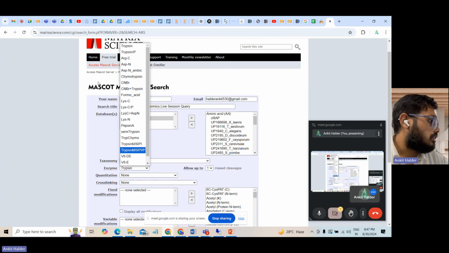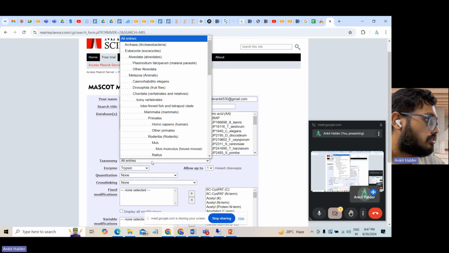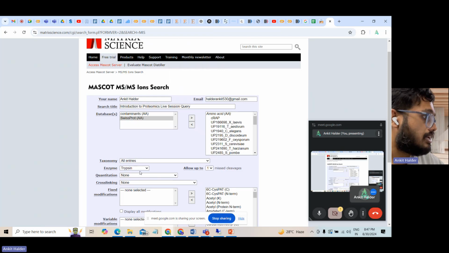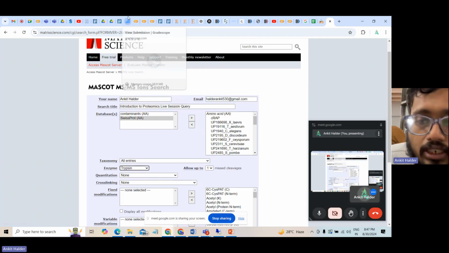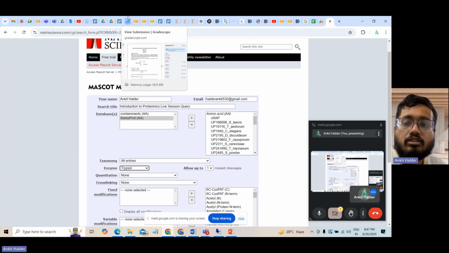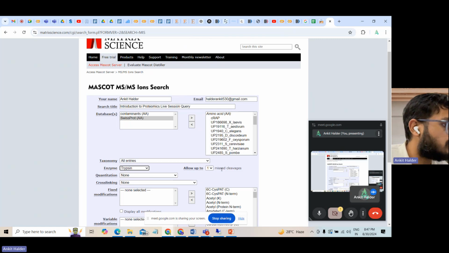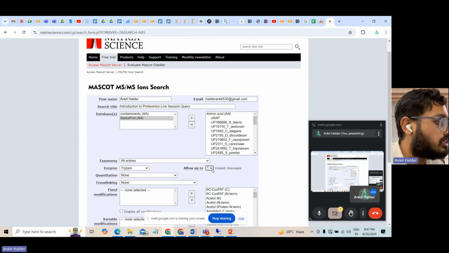So if we are using a particular enzyme, we are using trypsin. Trypsin T is the one which does not depend on whether lysine or arginine is followed by proline, cut or not. So it will be all equal. So this is the trypsin. Now, what are the missed cleavages?